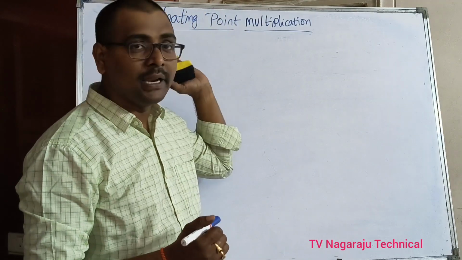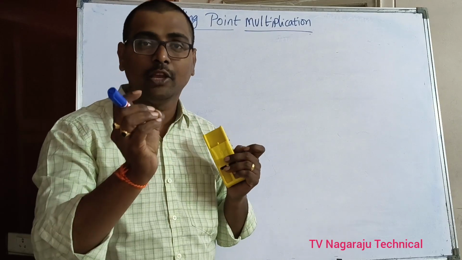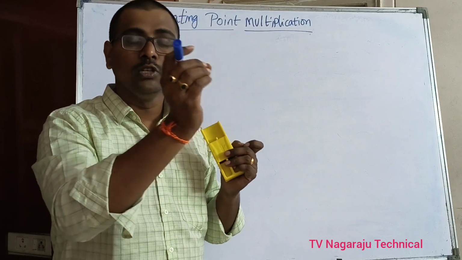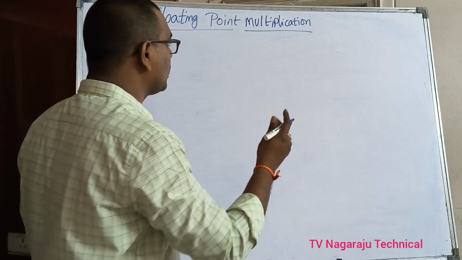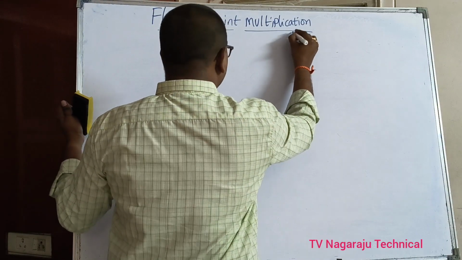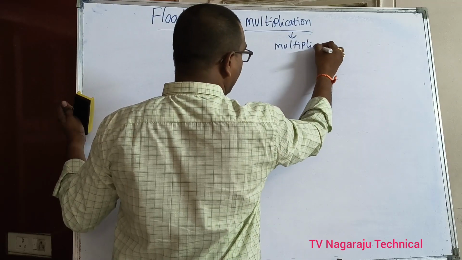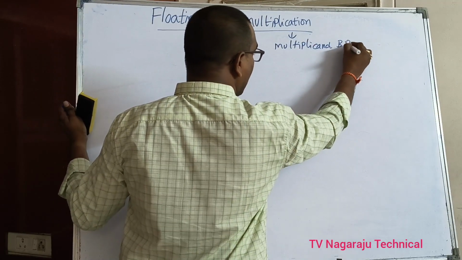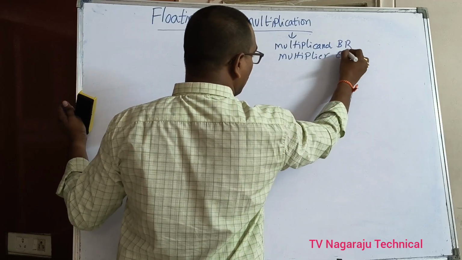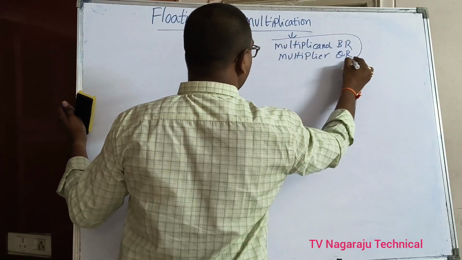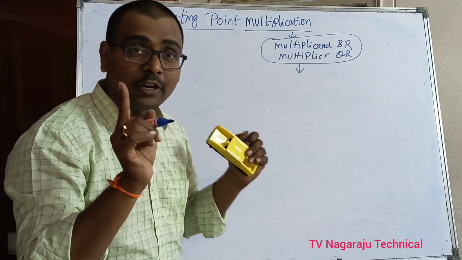Now how is the operation performed? Assume two registers, BR and QR. BR is used to store the multiplicand and QR is used to store the multiplier. Suppose the multiplicand is stored in the BR register and the multiplier is stored in the QR register. Assume these are my initialization. Now, what is the first step?